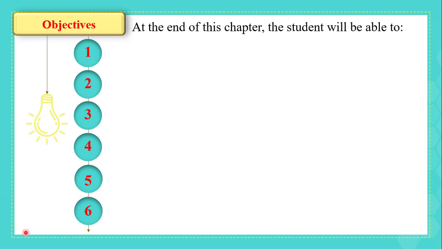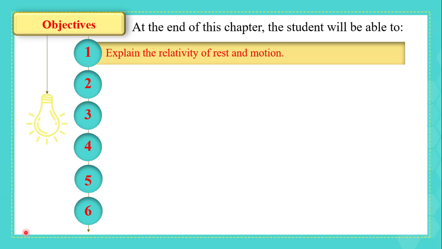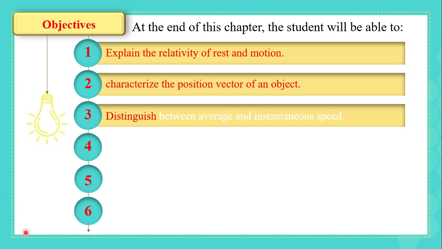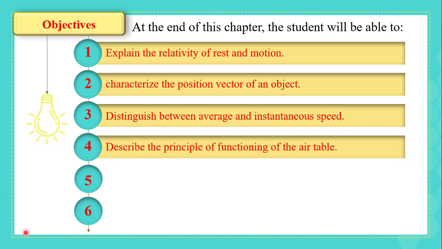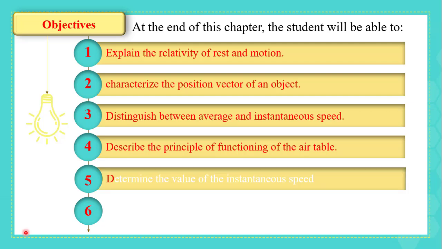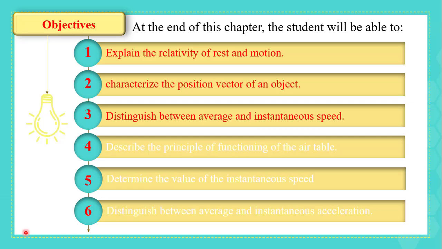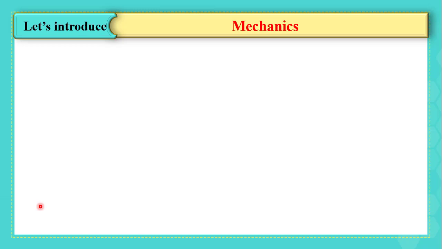By the end of this chapter, you will be able to explain the relativity of rest and motion, characterize the position vector, distinguish between average and instantaneous speed, describe the principle of functioning of the air table, determine the value of the instantaneous speed, and distinguish between average and instantaneous acceleration. In our video, we are interested in the first three objectives. Let's start by introducing our new unit.